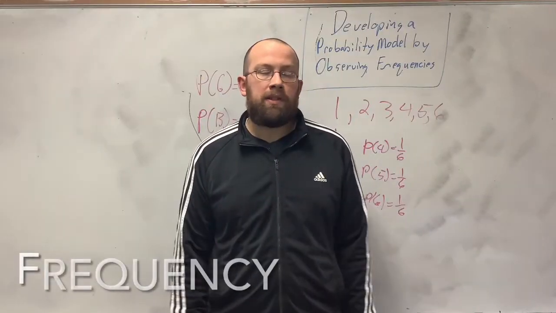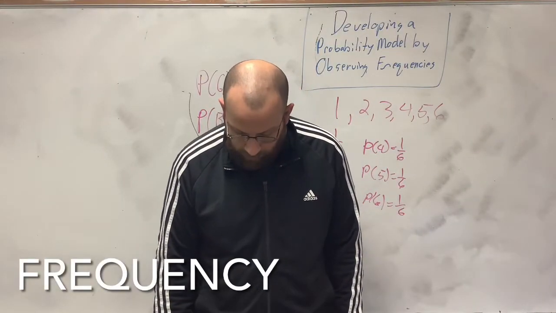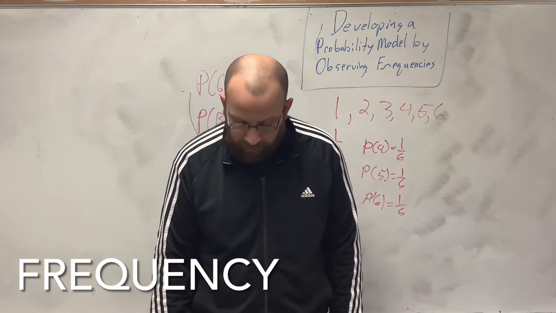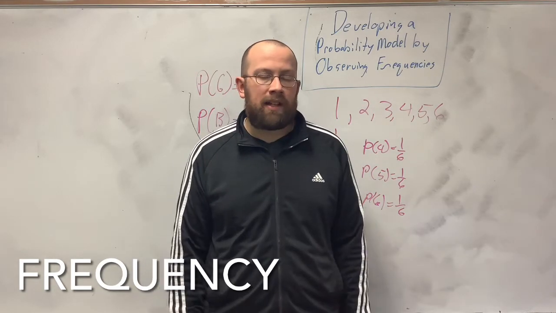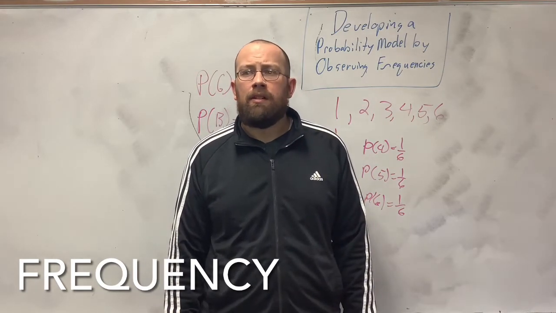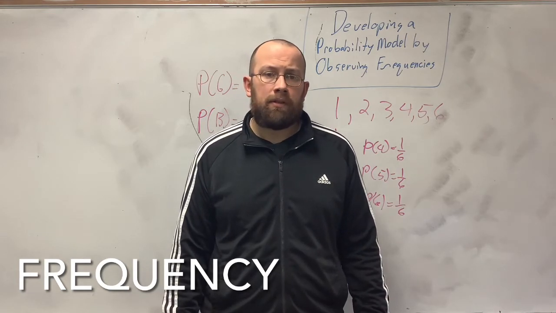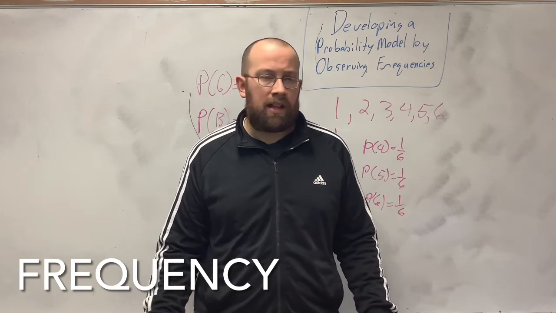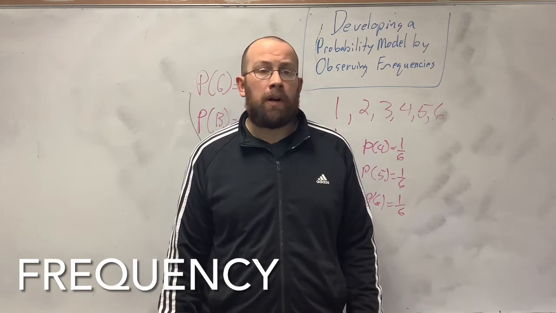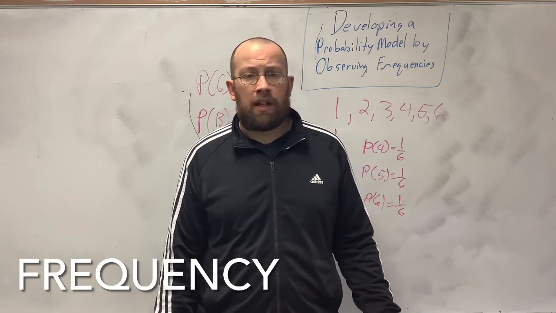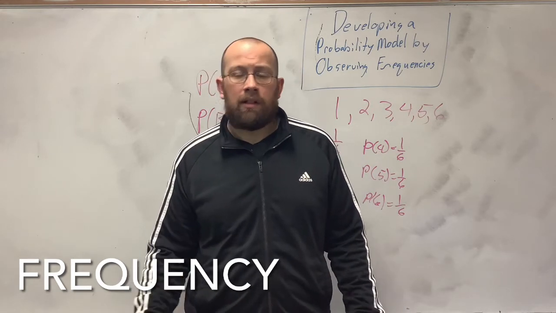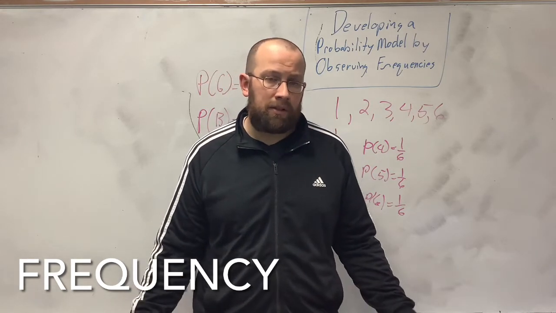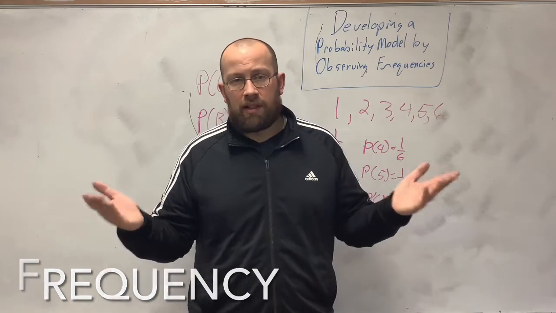So frequency is just how often one event occurs. If you roll a die 10 times and you get a 4 three times, the frequency of getting a 4 is 3. Say I roll a 1 twice, the frequency of getting a 1 is 2, and so on and so forth. I'm not going to do any examples over that, it's just in the lesson, so I'm talking.